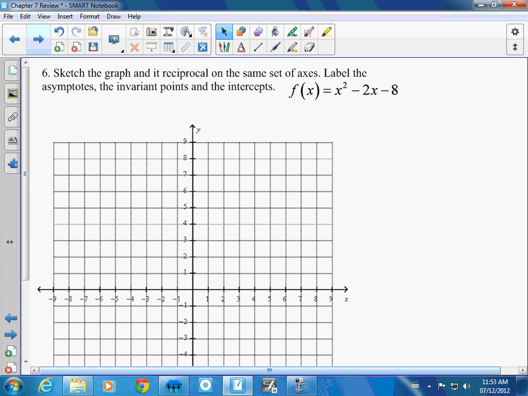Could you complete the square if you wanted to? Could you also use negative b over 2a? Hey, we're not completing the square. It takes too long. Okay, let's do this.